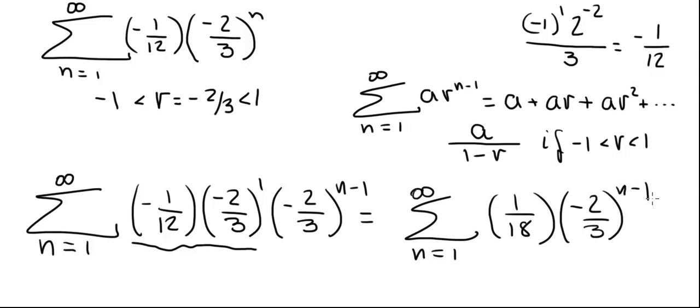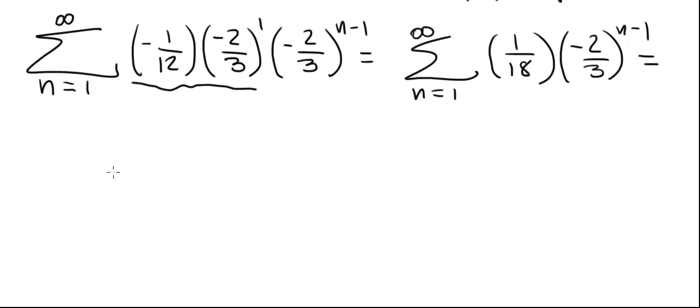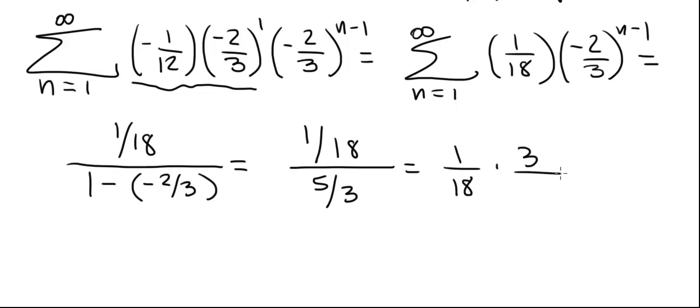It is now in standard form. r is strictly between -1 and 1, and therefore now we can use the formula to find what the series converges to. It is a, which is 1/18, divided by 1 minus r, 1 minus -2/3, and this is equal to 1/18 divided by 5/3, and now this is 1/18 times 3/5, and this is equal to 1/30.